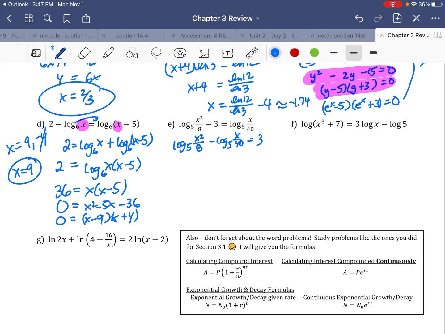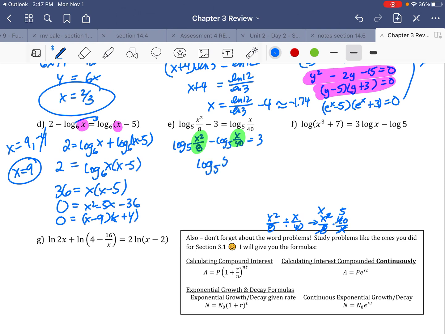So if you can look ahead, I'm going to be dividing these two pieces. So I'm going to be dividing x squared over 8 divided by x over 40. So let's work that out a little bit. x squared over 8 divided by x over 40. Well, that means x squared over 8 times 40 over x. So this is going to be 5, and this is going to cancel out to an x. So this is going to be 5x, okay?